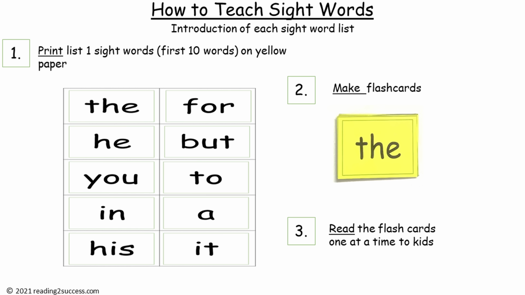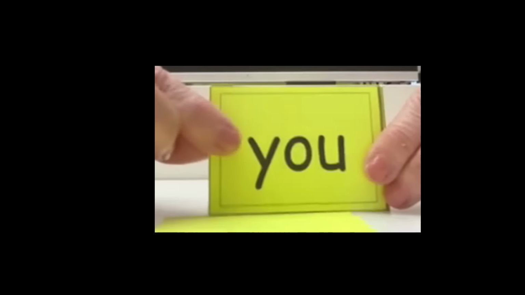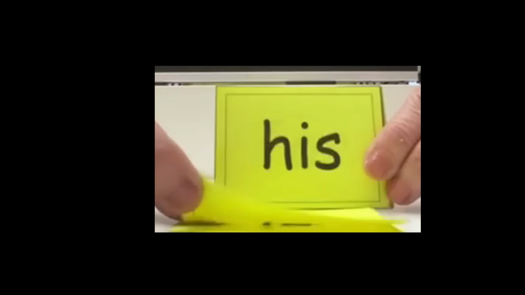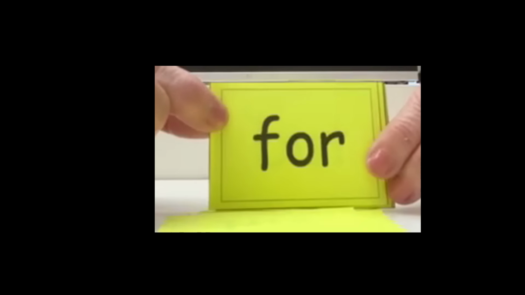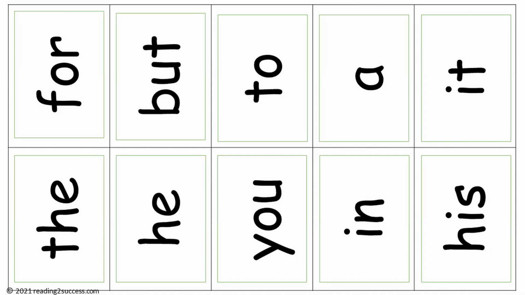For the first activity, print list 1 words on yellow paper, cut them out, and make flashcards. Read the flashcards one at a time to kids and then with kids. The, he, you, in, his, for, but, to, a, it. This is a template used for the first 10 flashcards.